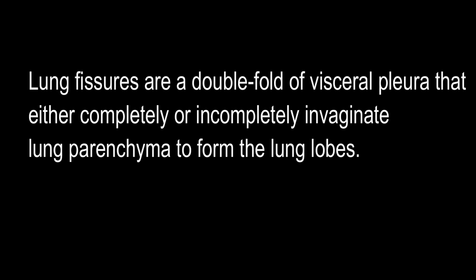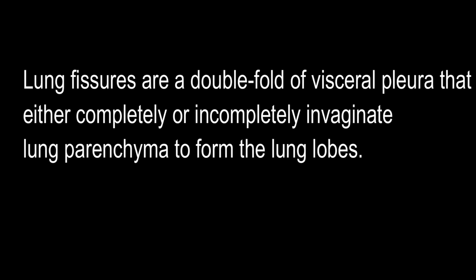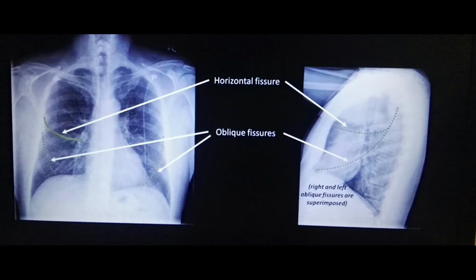Now I'll tell you about lung fissures. Lung fissures are double folds of visceral pleura that either completely or incompletely invaginate lung parenchyma to form the lung lobes. In this film you can see this is horizontal fissure. You can see it commonly on PA view, but other fissures such as oblique fissure are difficult to see on X-ray film.